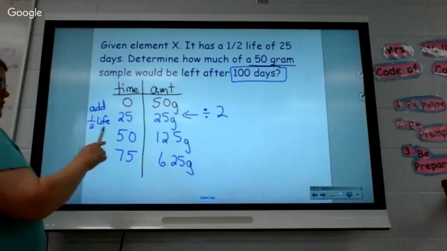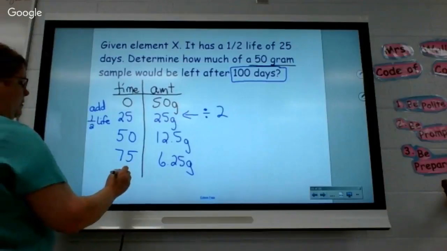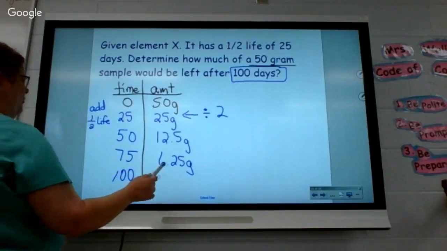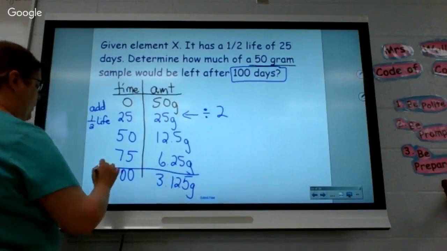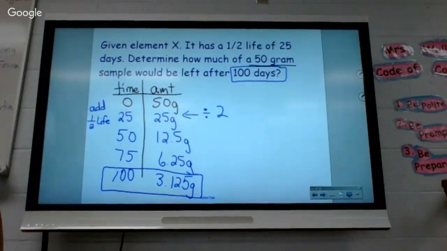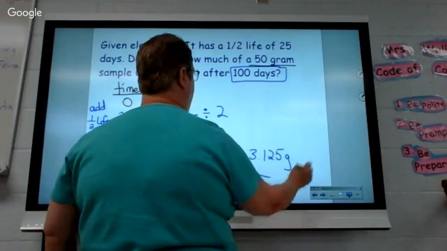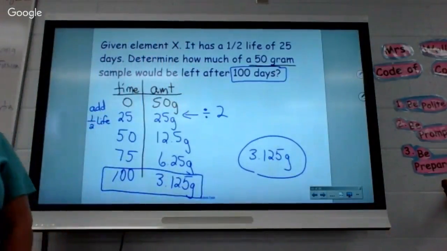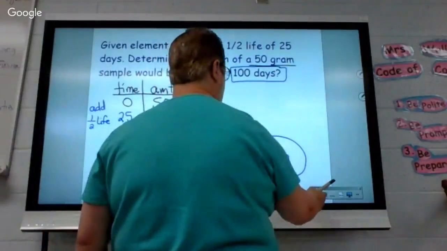Is that what I wanted to know after 75 days? No. So we keep going. Add another half-life. That would be 100 days. That would be what? 3.125 grams. This would be what the question was asking for. So after 100 days, how many grams are left out of our 100-gram sample? 3.125 grams would be what's left out of our sample. Questions about how I did that? Everybody with me? Yay or nay? Yes? All right. You think you can do one?